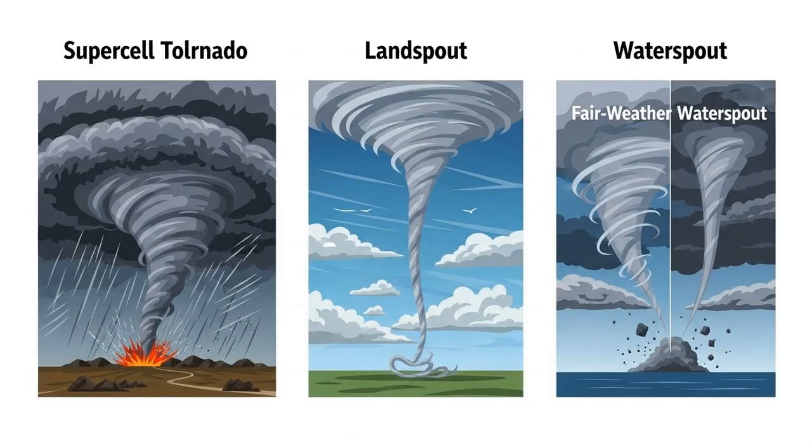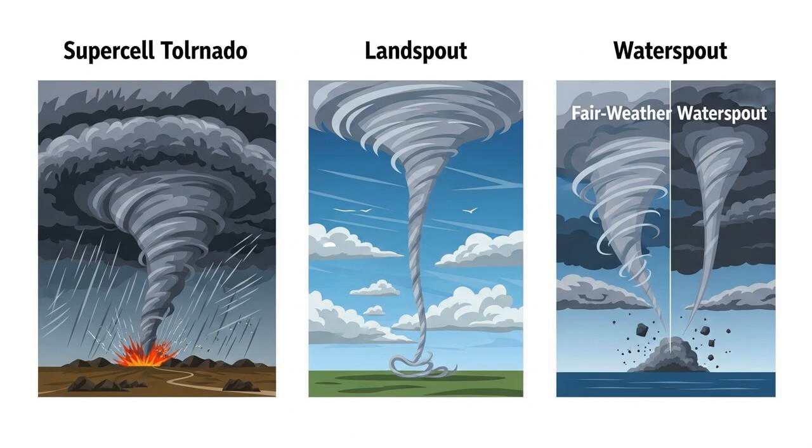Now, while supercells create the headline-grabbing monsters, they aren't the only tornado makers out there. There are other, typically weaker types that form through different mechanisms. For example, you have landspouts. These are not associated with a mesocyclone. Instead, they form when a growing thunderstorm's updraft moves over a pre-existing patch of rotating air near the surface, stretching it vertically until it becomes a tornado. They usually look like a narrow, rope-like tube and are much weaker than supercell tornadoes.